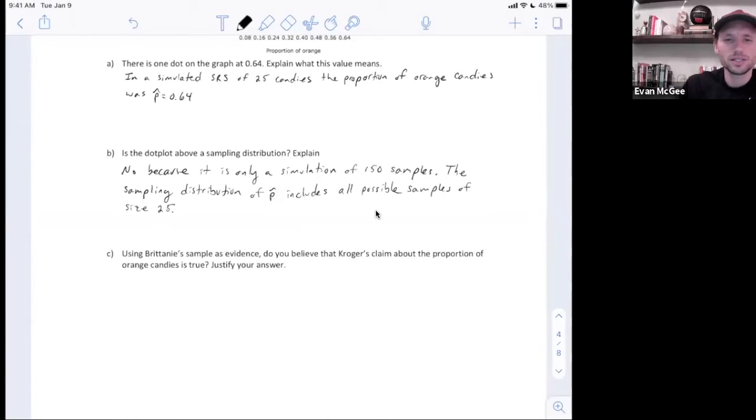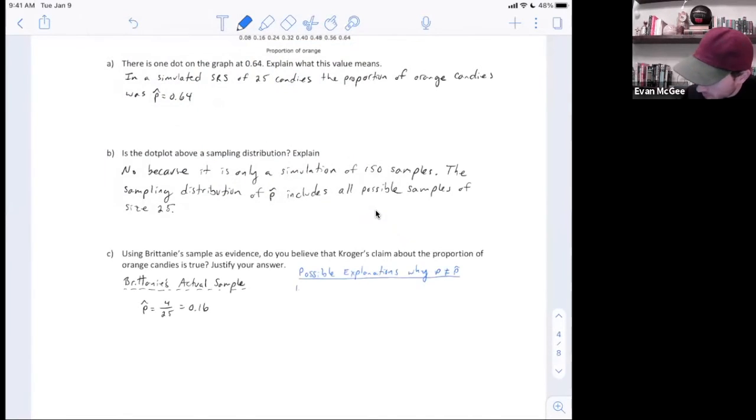So finally, using Brittany's sample as evidence, do you believe that Kroger's claim about the proportion of orange candies is true? Justify your answer. So let's write out what we know from Brittany's sample that she took. Here's the info that we have about Brittany's sample. Her actual sample that she took, 4 out of the 25 were orange. So that would be 16%.